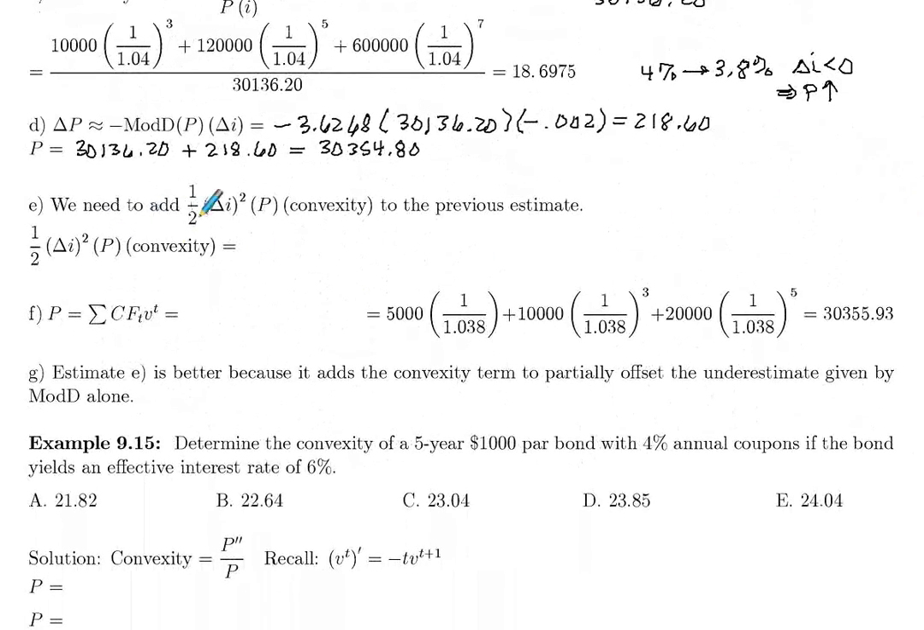And that's what we're doing here. We want to add on that term to our previous estimate. So let's figure what that correction is. So 1/2, and then our change in I is negative 0.002. So negative 0.002, and that gets squared, times our price, which is the 3136.20. And then convexity, our measure of convexity was right here, 18.6975.